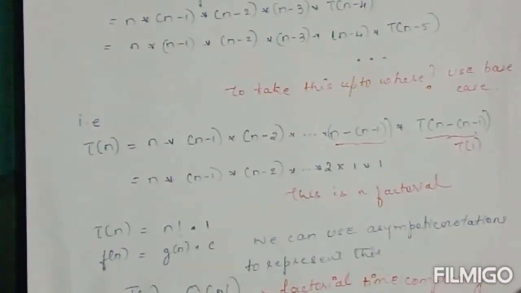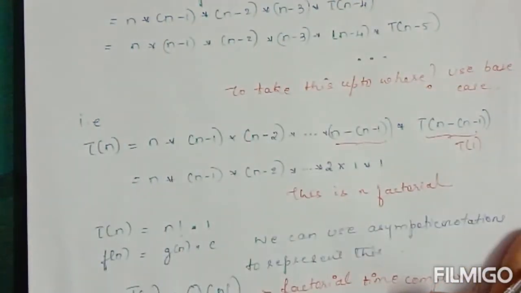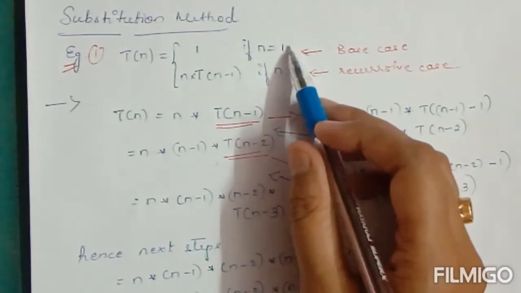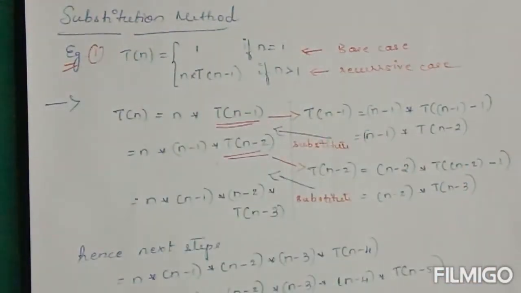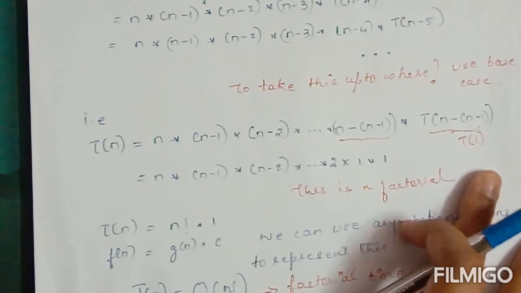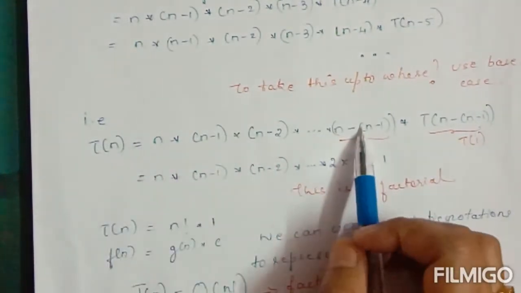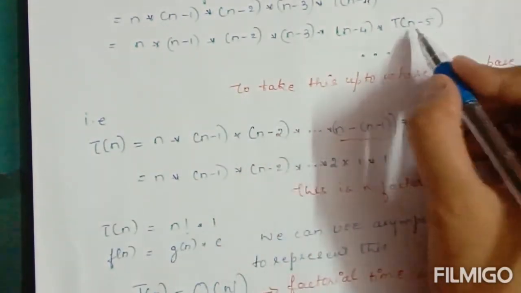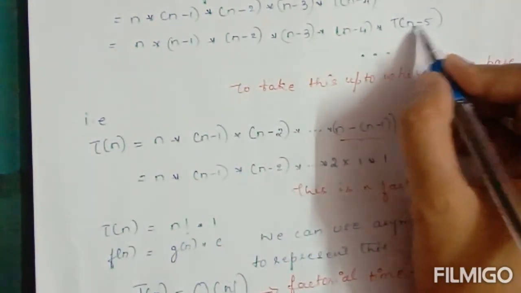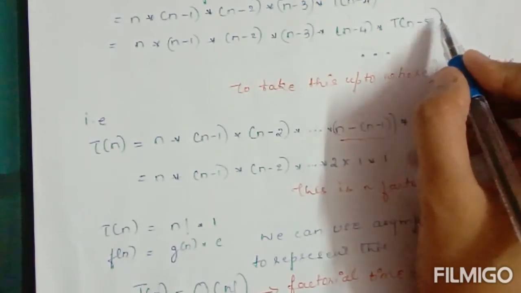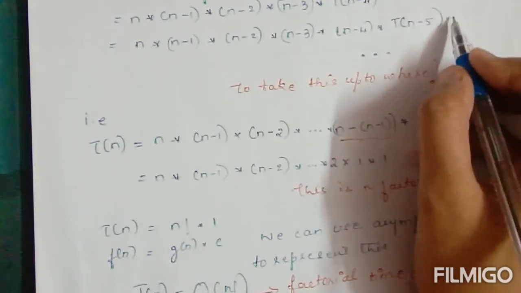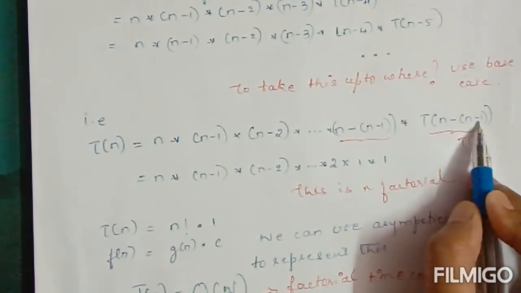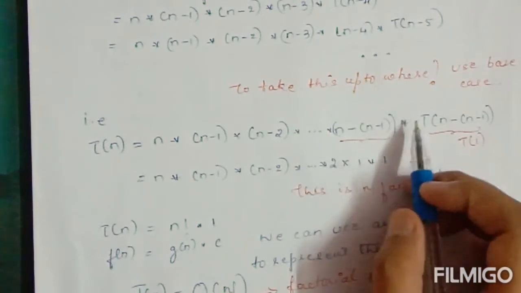So which is the base case in your problem? When n becomes 1, t of 1 equals 1. This is our base case here. So when will your t of whatever you're doing become 1? See, it is n minus 5. So when I do n minus 1, n and n will cancel and it becomes only 1. So I have to do t of n minus 1. So till n minus 1 I have to keep on repeating this procedure.